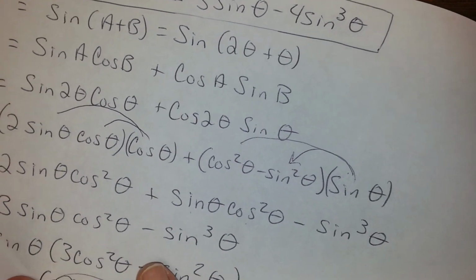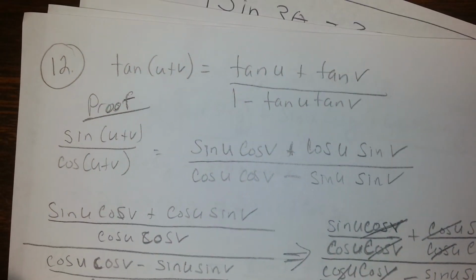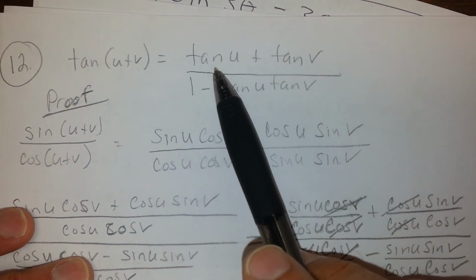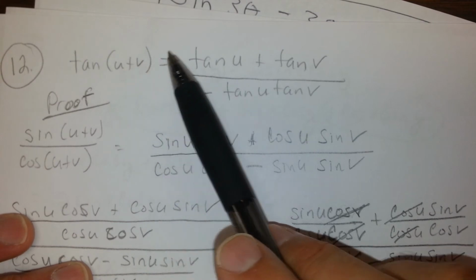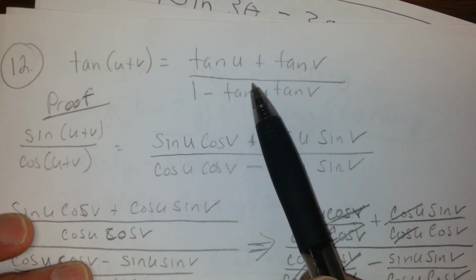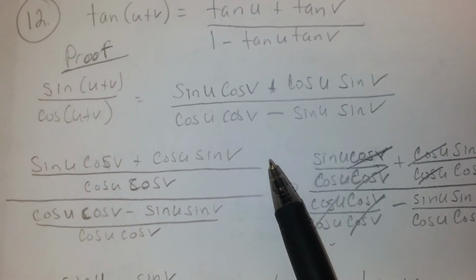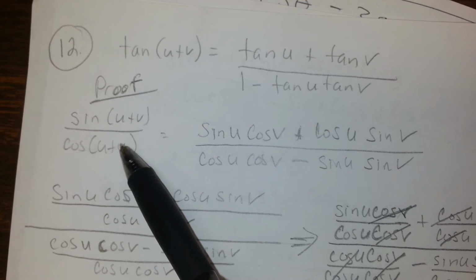Here's something I want to show you real quick. This is tomorrow on your worksheet. Tan of u plus v: we want to prove that tangent formula. Tan of a plus b, the tan of u plus tan of v over 1 minus tan u tan v. Number 12, what did I do? I started with sine of u plus v over cosine of u plus v.